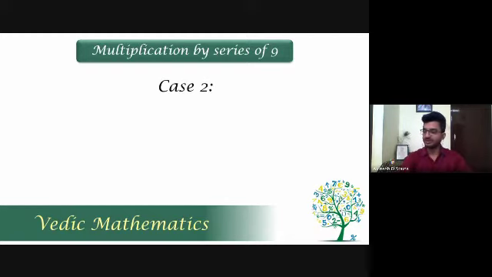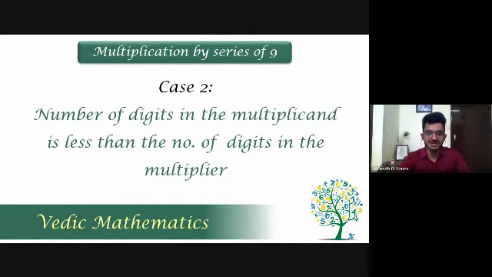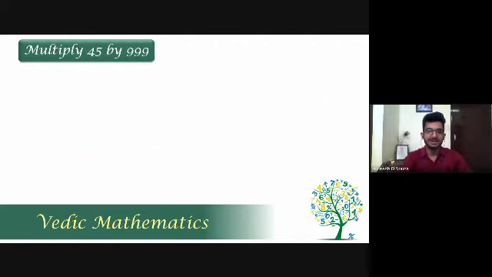And today we will look into case 2, where you have multiplication by a series of nines. Case 2 is when the number of digits in the multiplicand is less than the number of digits in the multiplier. As an example, look at the question given there. It's pretty easy. Multiply 45 by 999. You can observe that the number of digits in the multiplicand is 2, whereas the number of digits in the multiplier is 3. The same method that you used in case 1 follows, but there is only one change.